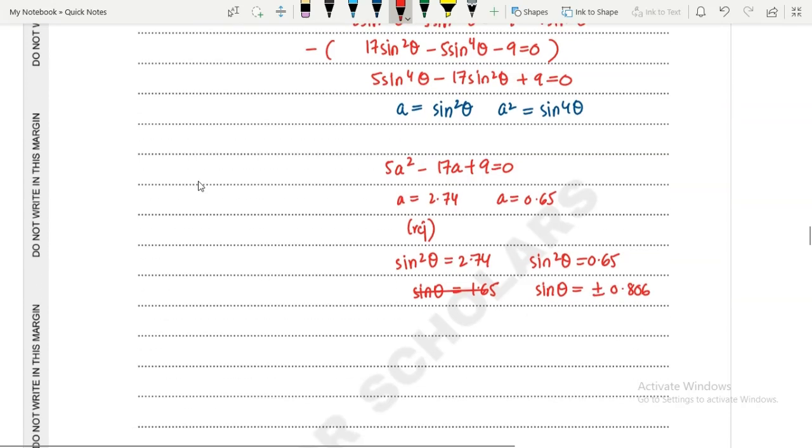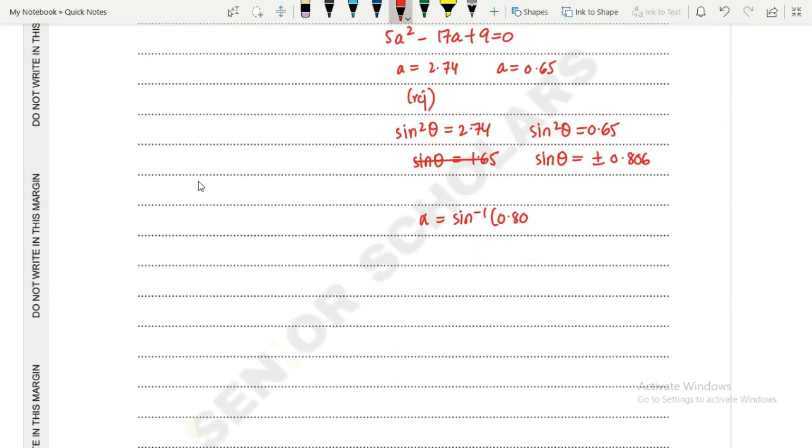So now let's find the alpha. Alpha will be sine inverse of 0.806. Let's just calculate this. Just make sure you convert your calculator back into the degree mode. So sine inverse of 0.806 comes out to be 54.1 degrees. Now we have the range of theta from 270 to 0, so we can just do it with the quadrants.